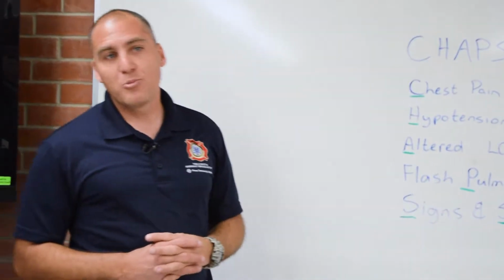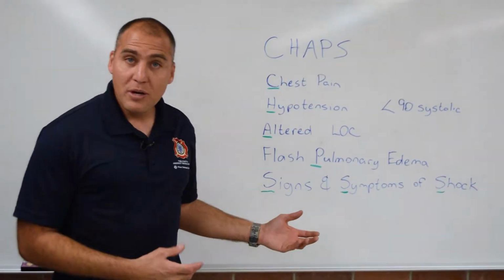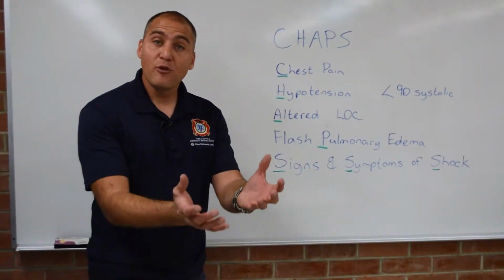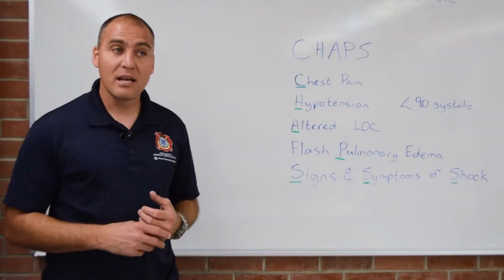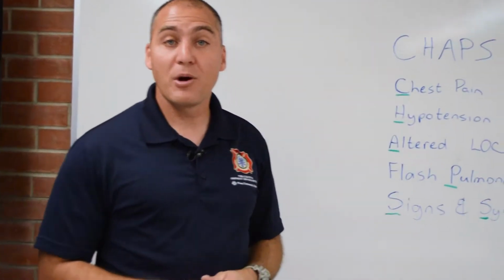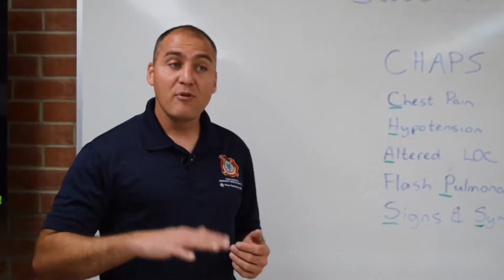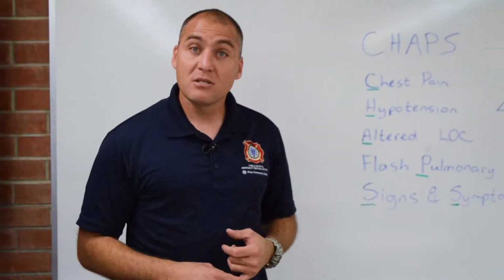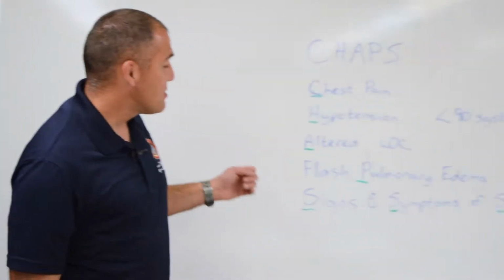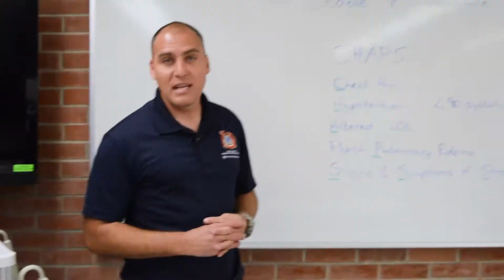Hypotension, a systolic blood pressure of less than 90. That means that they're not getting adequate afterload or ejection of blood flow out of the heart to maintain a systolic blood pressure. And we all know that we need a systolic blood pressure of about 90 in order to perfuse the brain. If we have low blood pressures, then we might start seeing signs and symptoms of that hypotension, one of those being altered level of consciousness or altered mental status.